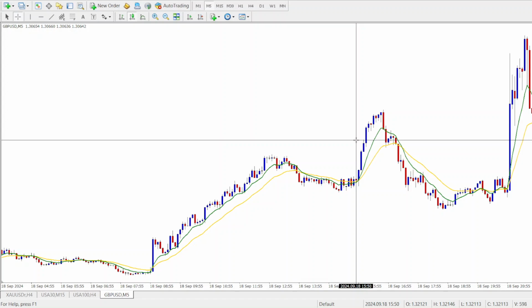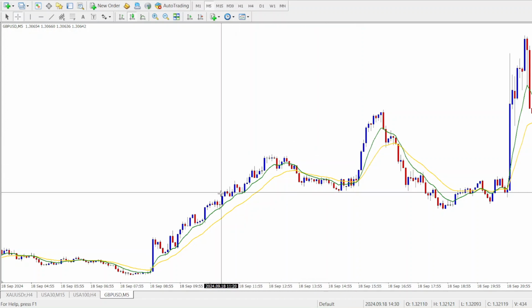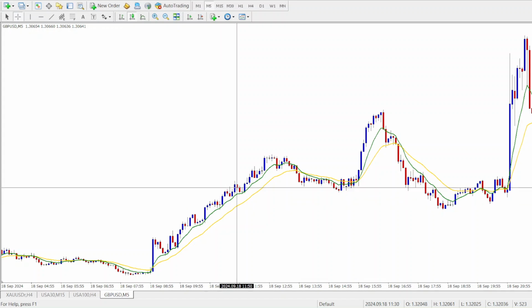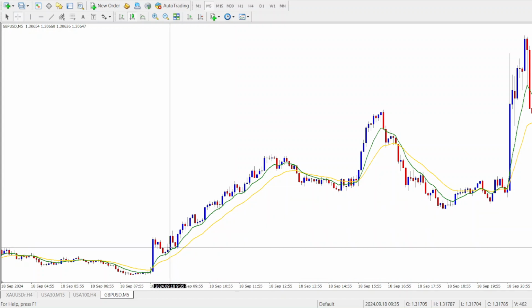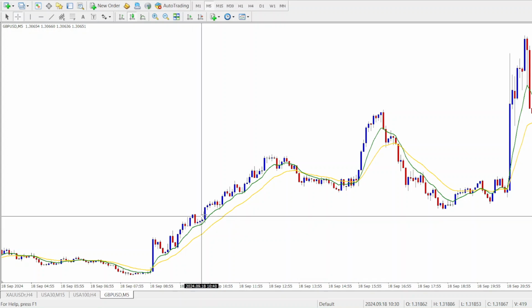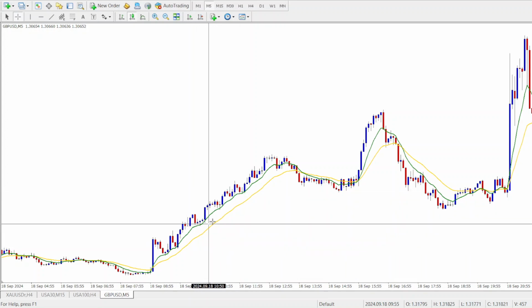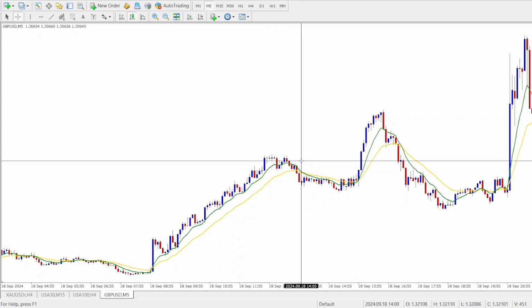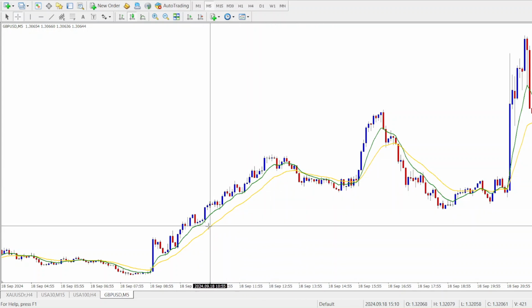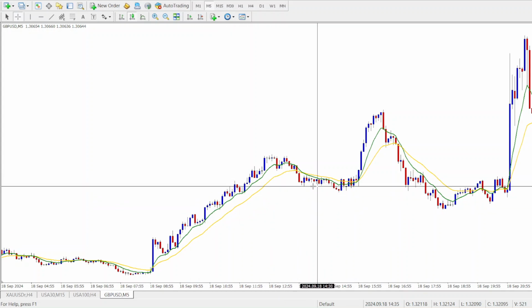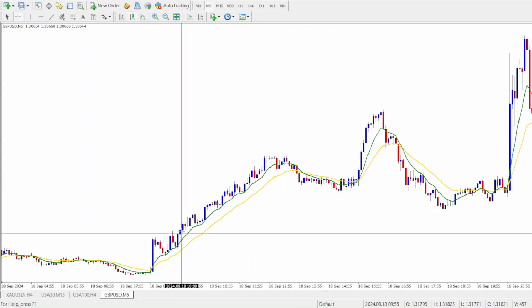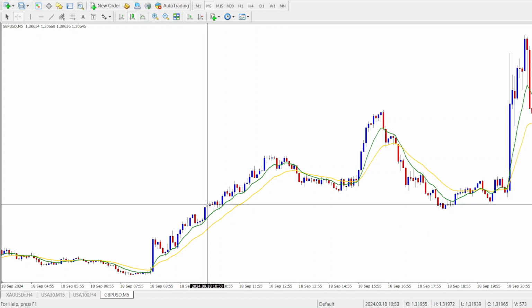Okay, now in strong trends, the price often bounces off the EMA lines. As we can see, this was a strong trend. You can see how price was constantly bouncing off the EMA lines because the EMA acts as dynamic support and dynamic resistance. So you might want to watch for these bounces as entry points.